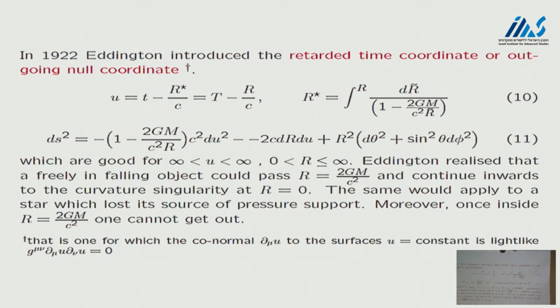Eddington realized that an object, at least at some stages in his thinking, a falling object would pass through this completely freely and continue inwards to the curvature singularity at r equals 0. And he also realized that the same would apply to a star which lost its source of pressure support. And I think around this time, people realized that once you were in, you couldn't get out. And the reason for that is that this is a light-like surface.